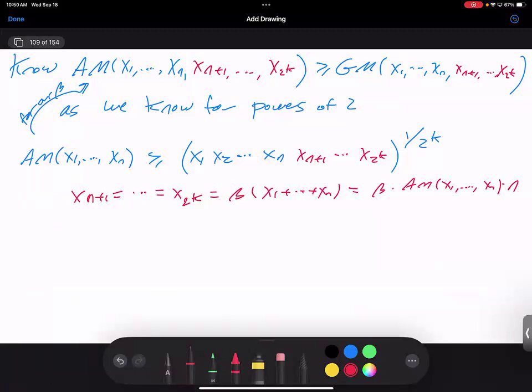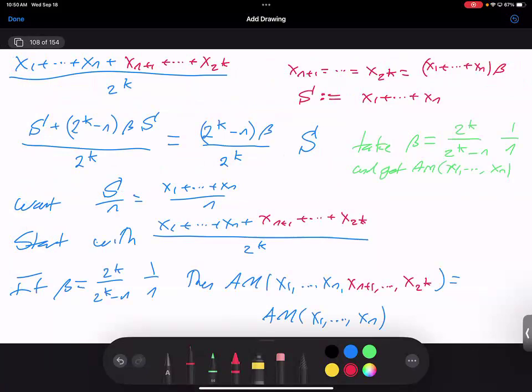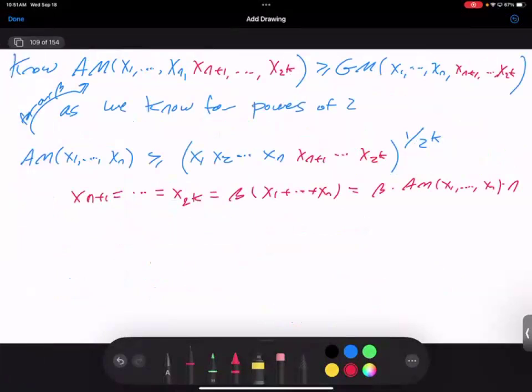Because the sum is just going to be n times the arithmetic mean. Are you comfortable with this? We've defined xn plus 1, xn plus 2, xn plus 3 to just be beta times the sum. The sum is just the arithmetic mean times n. Right? The arithmetic mean is the sum divided by n. So the sum of the items is just n times the arithmetic mean.